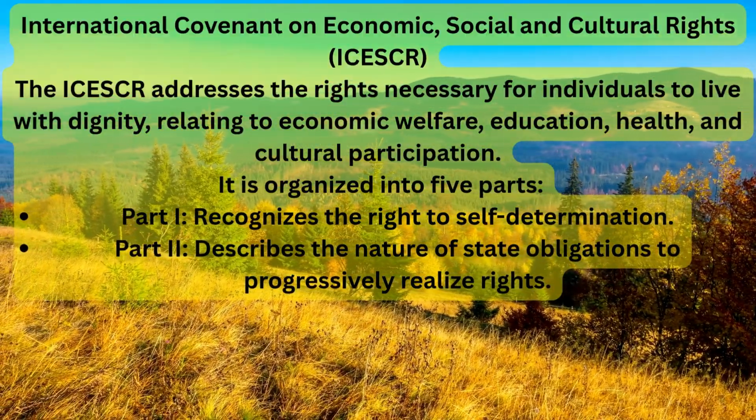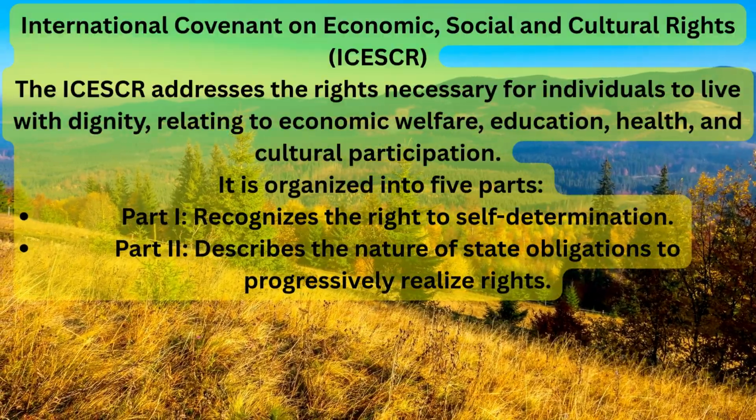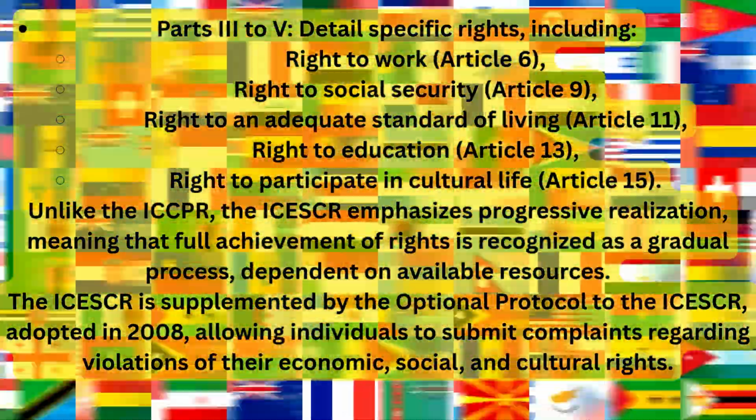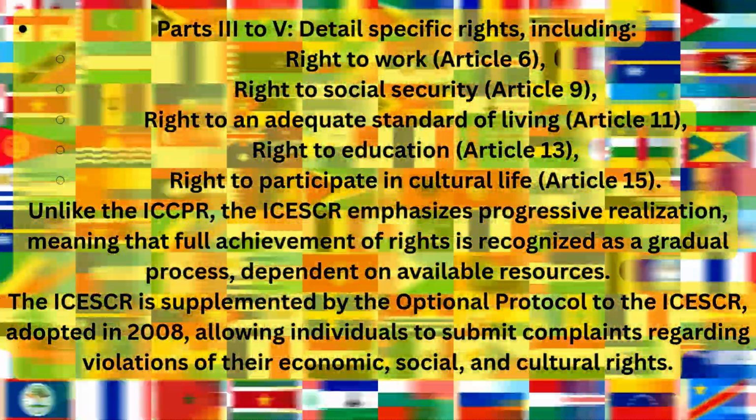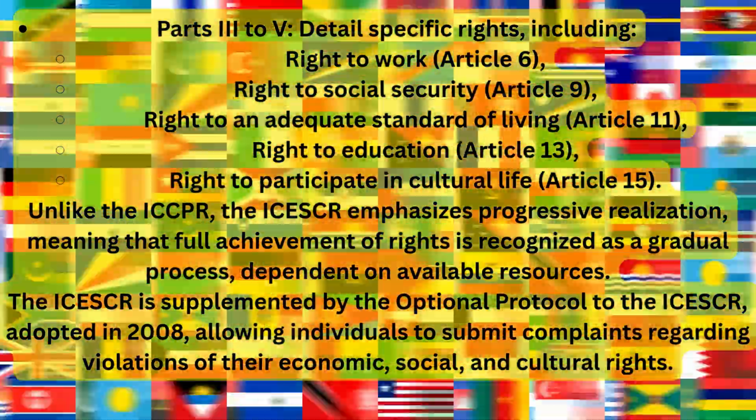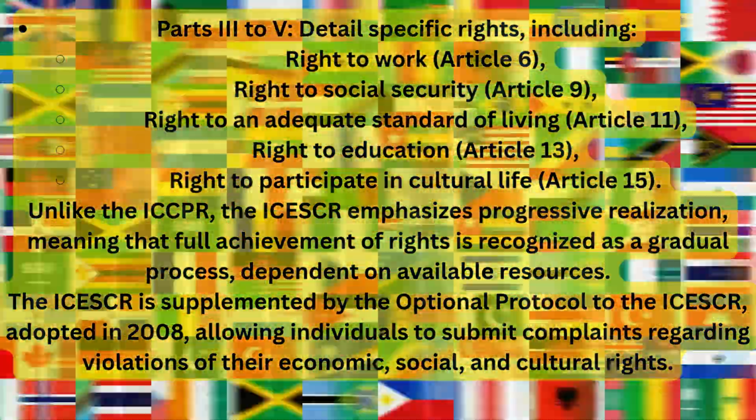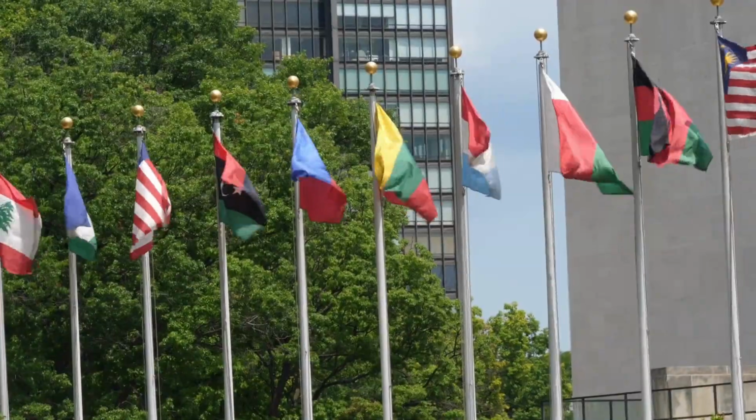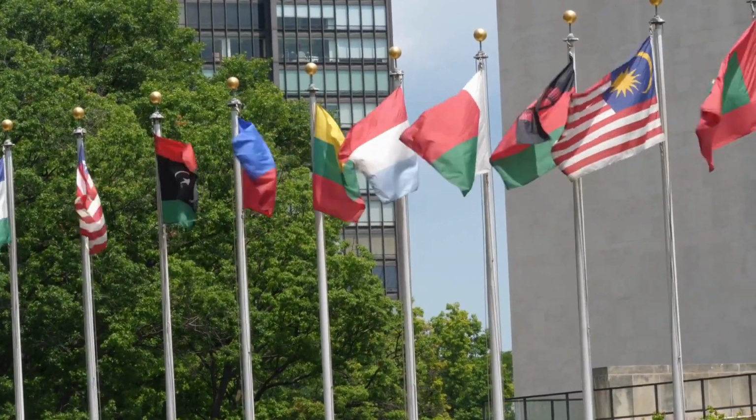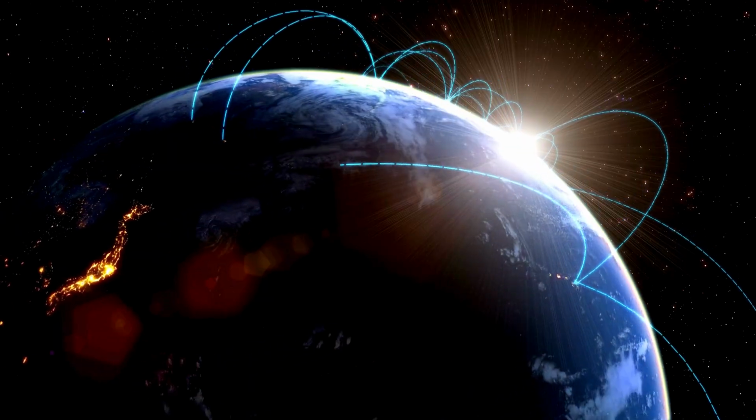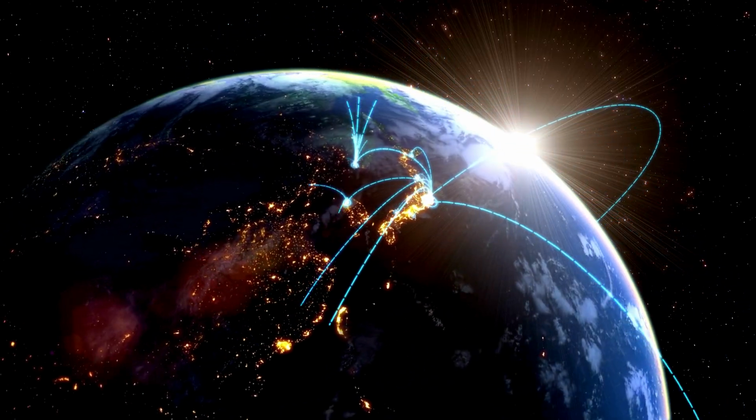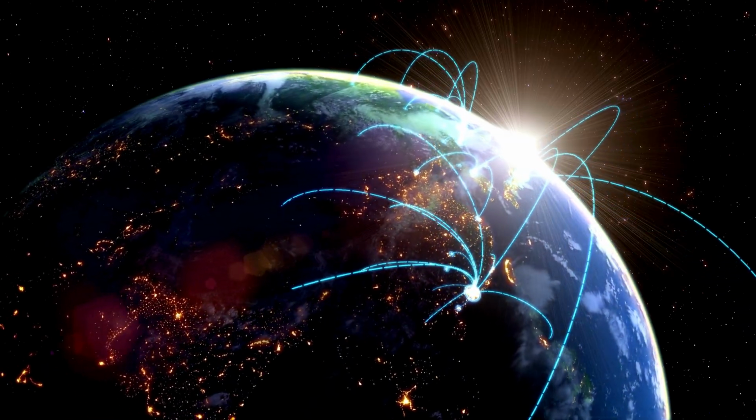International Covenant on Economic, Social and Cultural Rights, ICESCR. The ICESCR addresses the rights necessary for individuals to live with dignity, relating to economic welfare, education, health, and cultural participation. It is organized into 5 parts. Part 1 recognizes the right to self-determination. Part 2 describes the nature of state obligations to progressively realize rights.